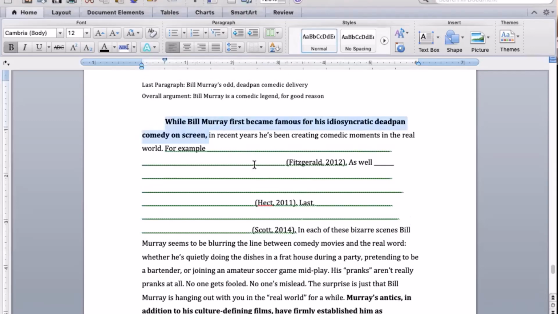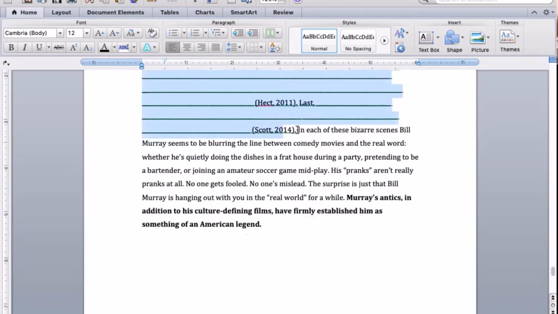Bill Murray became famous for his idiosyncratic deadpan comedy on screen, calling back to the last topic. In recent years, he's been creating comedic moments in the real world. Here's the new topic. Here's again all those 4 examples. We could intro and outro them so we can use a lot of evidence from a lot of different sources. Here's a not bad, it's okay, analysis, synthesis of it all. And here's me doing my best to bring it all back to a pretend thesis.